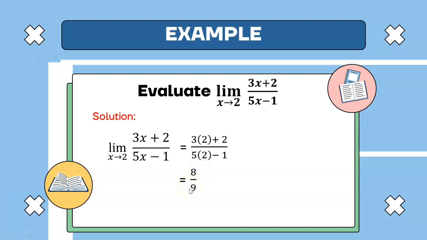So therefore, the limit of the function 3x plus 2 over 5x minus 1 as x approaches 2 is equal to 8 over 9. So that's the conclusion.